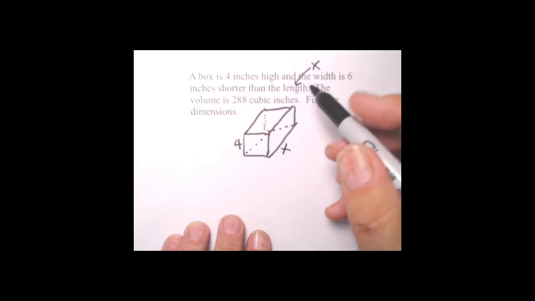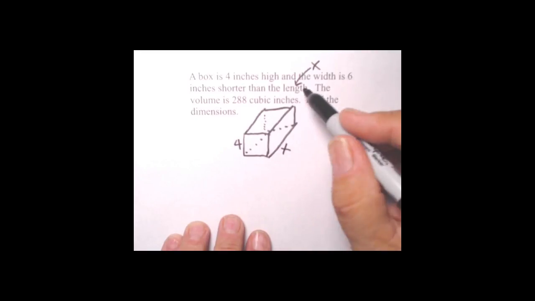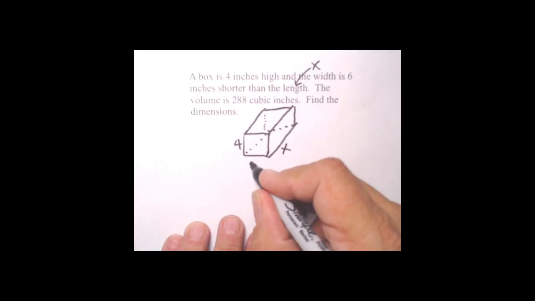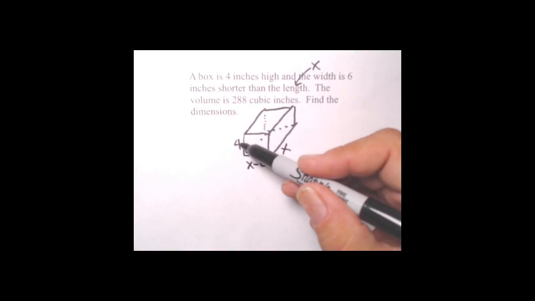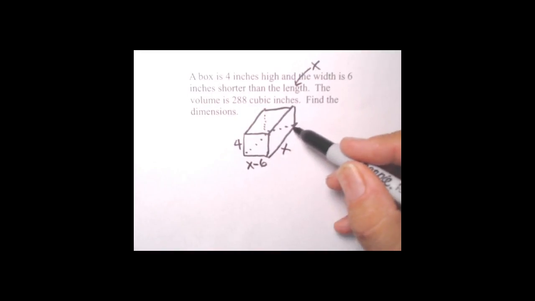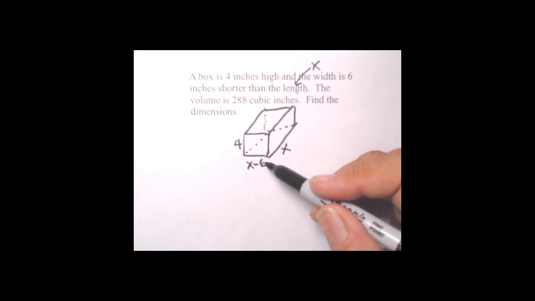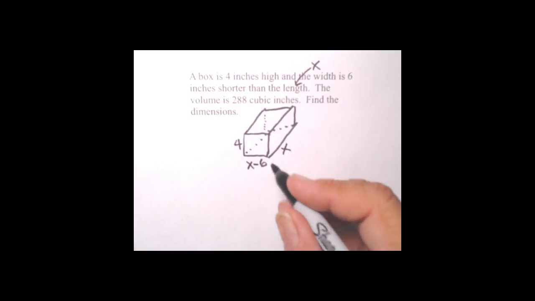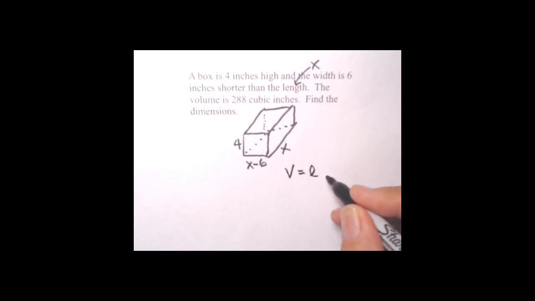Okay, and then the width going across here is going to be, what they say, 6 inches shorter than the length. So it's going to be x less 6 inches, or x minus 6. Okay, so they gave us the height. We set the length equal to x, and then that allowed us to make the width x minus 6. Now, how do you find the volume of a shoebox like this? The volume equals length times width times the height.